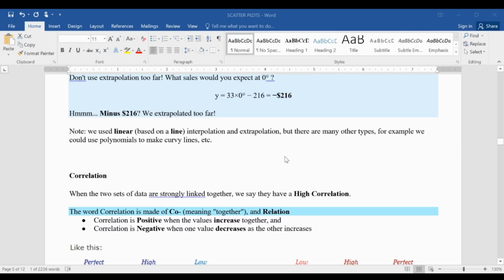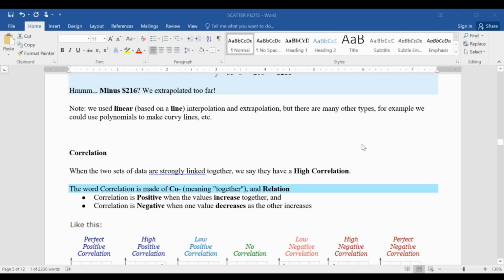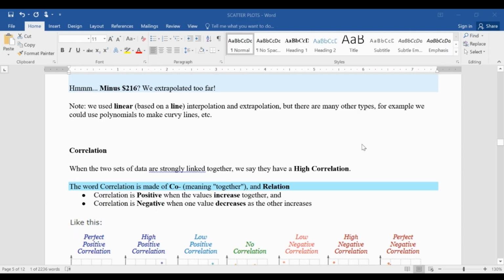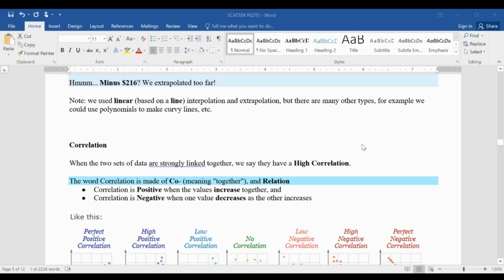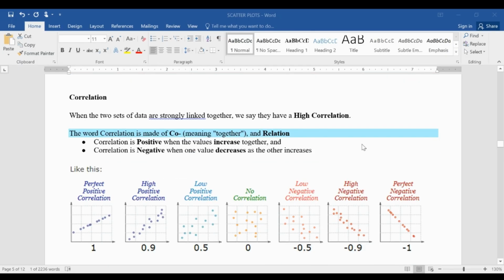Okay, now two things that I want to talk about: correlation and R squared, or goodness of fit. Now, correlation, co meaning together, is when the two data sets, so when we look at the y versus the x, have a link, when they're connected, when they're correlated, we say they have correlation. Okay, I just used the word twice to define the word, you never do that. But anyway, so this is a perfect positive correlation.